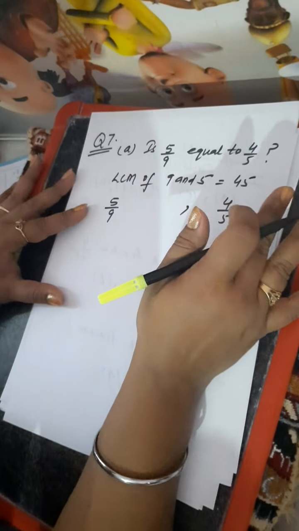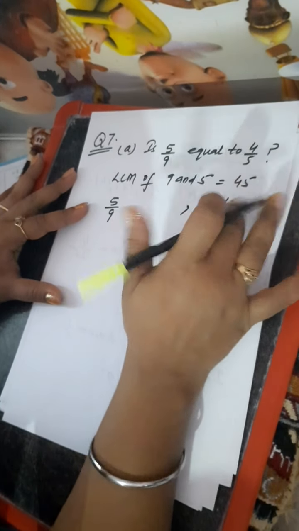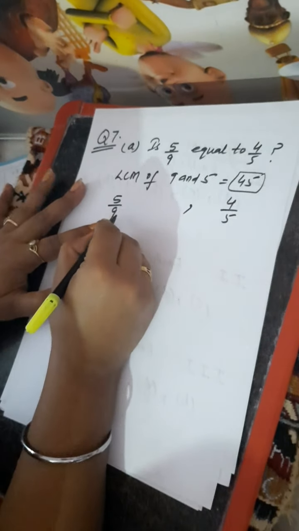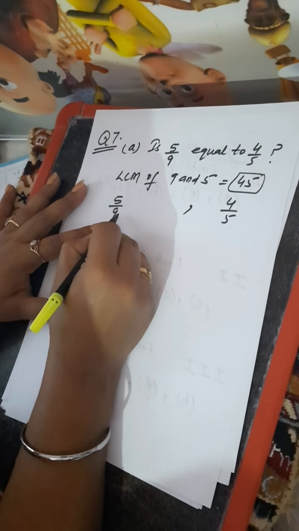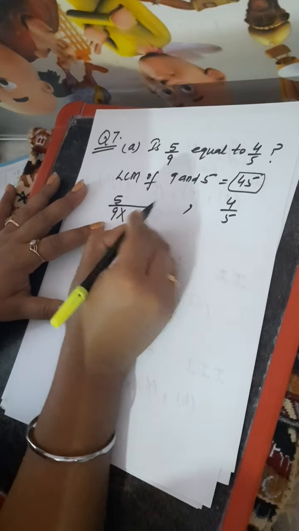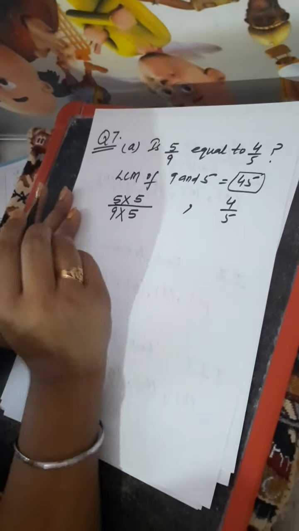To compare this, you have to take the LCM, that is 45. So in the denominator you need 45. By which number do you multiply 9 so that you will get 45? That is 5, because 9 5s are 45. If you are multiplying 5 in the denominator, you have to multiply the same in the numerator as well.